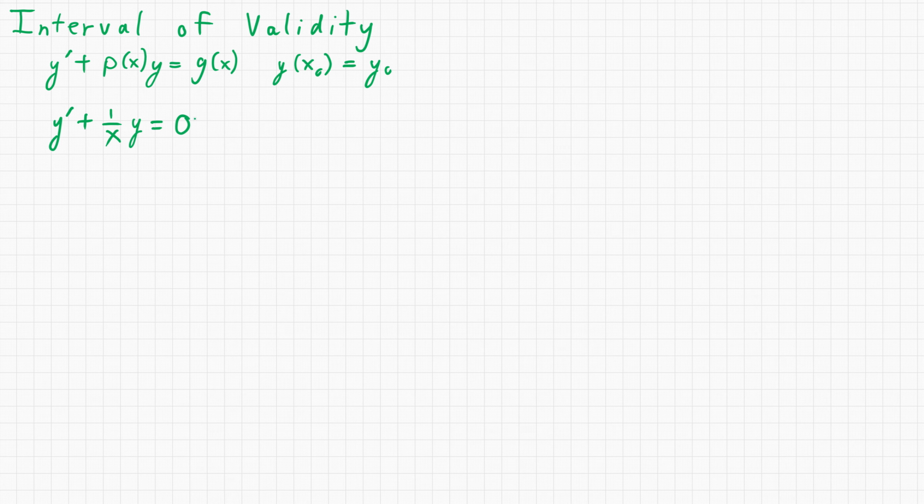This differential equation is a little more interesting. So here we have y prime plus 1 over x times y equals 0. So our p of x is equal to 1 over x, and our g of x is equal to 0. So in here, we definitely have a discontinuity in p of x, x equals 0. X equals 0 discontinuity.